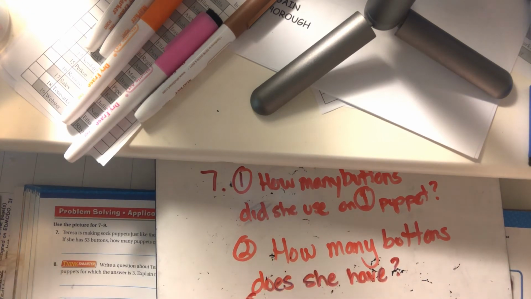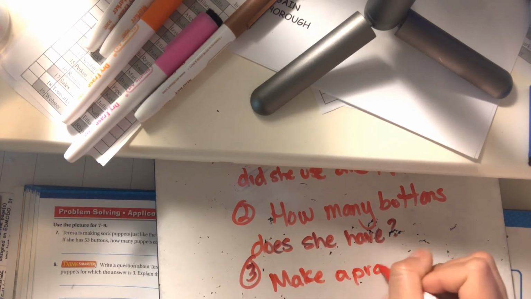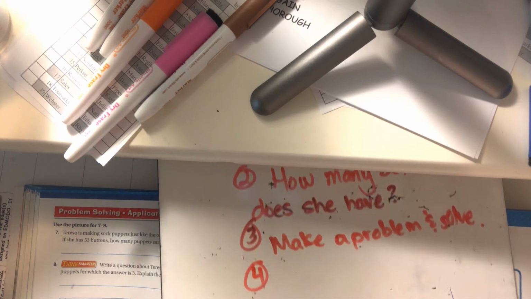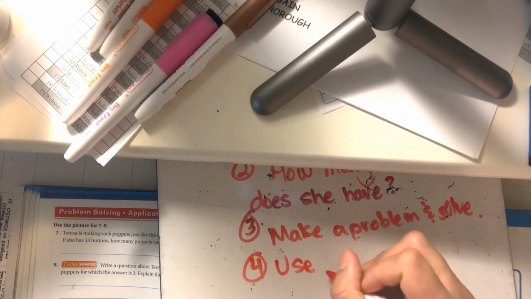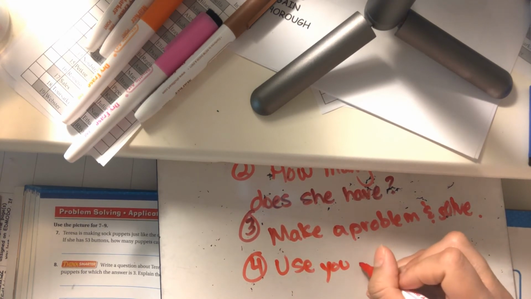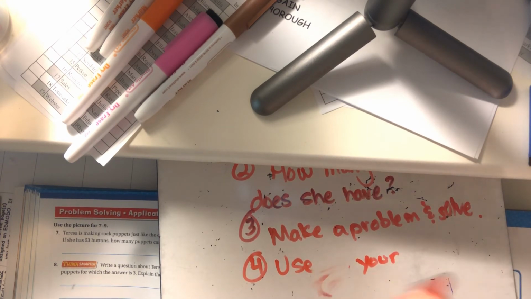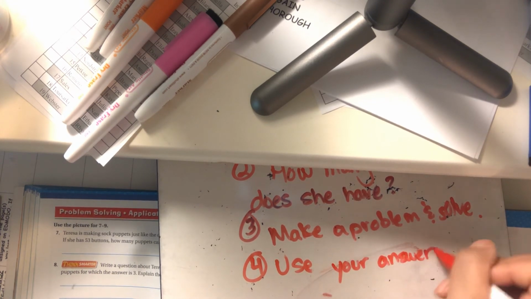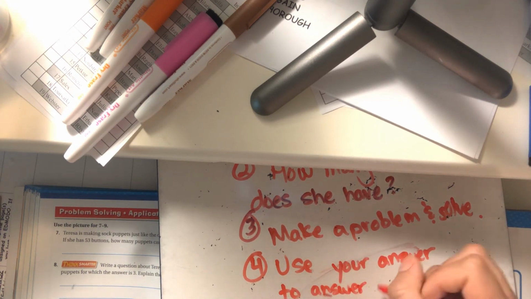And the third step is going to be make a problem. And the fourth step is going to be use your answer, and I'm not going to tell you how to use your answer this time. Use your answer to answer the question.